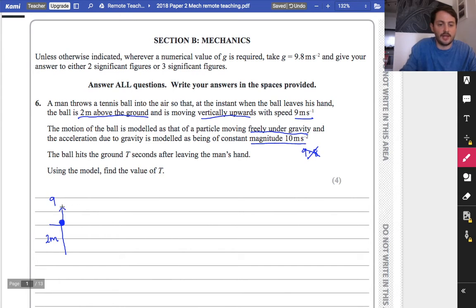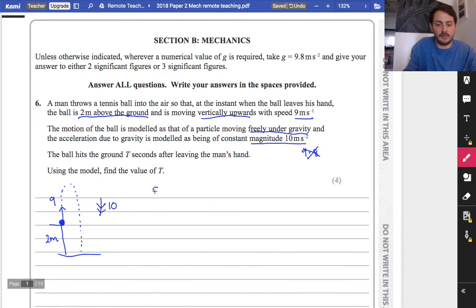It says that the ball is going to be projected upwards vertically with a speed 9, and then it's going to move freely under gravity. So it's going to go up in the air, and then it's going to come down, and it is going to hit the floor. So I might as well draw that we've got the floor in here as well. It's also told us that the acceleration due to gravity is 10 meters per second squared, so I'm going to put that on with my double arrow for the acceleration. And I've got 1, 2, 3 different values, and it wants me to find out how long it takes for it to hit the ground from leaving the man's hand.